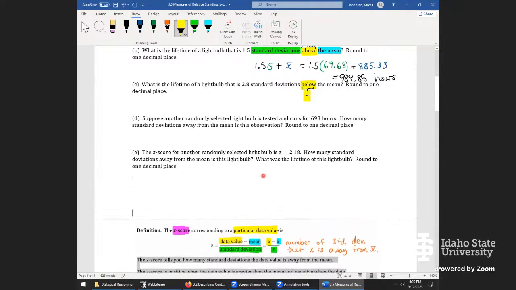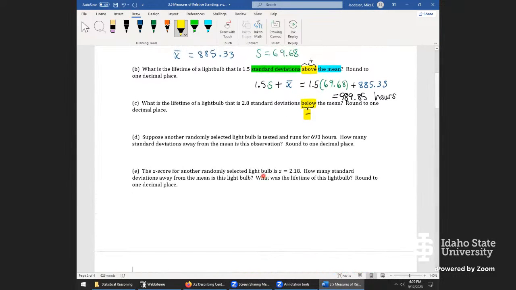I'm not sure what's wrong with that thing down there. Let's just hide it for the moment. So writing this out, it says 2.8 standard deviations. So we can begin with just a 2.8. Standard deviation is S. To me, this is the tricky part. Below the mean means subtract. And then the last part is just going to be X bar, the mean. Makes sense so far?